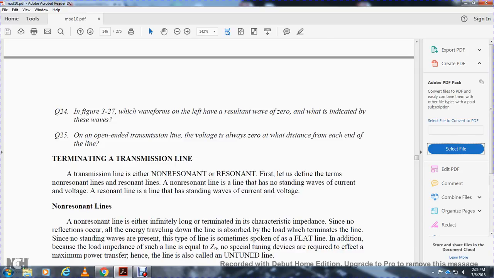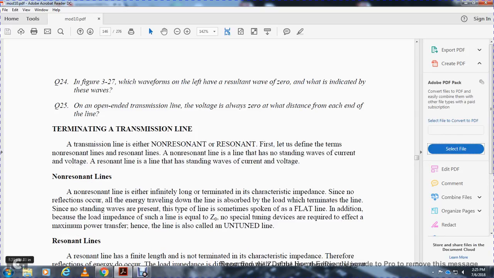Terminating a transmission line. The transmission line is either nonresonant or resonant. First, let's define the terms nonresonant line and resonant line. The nonresonant line has no standing waves of current and voltage. A resonant line has standing waves of current and voltage.